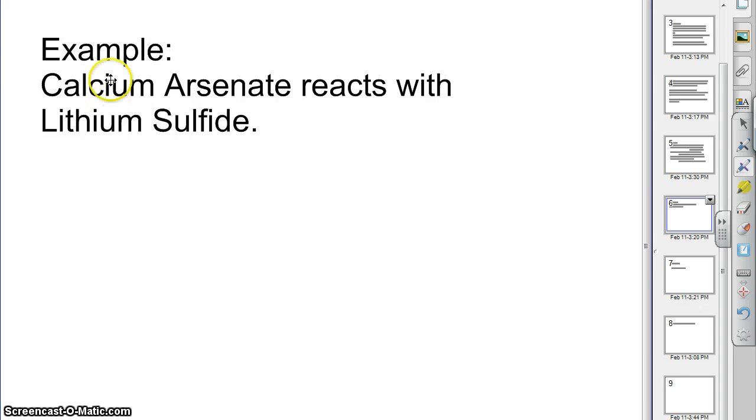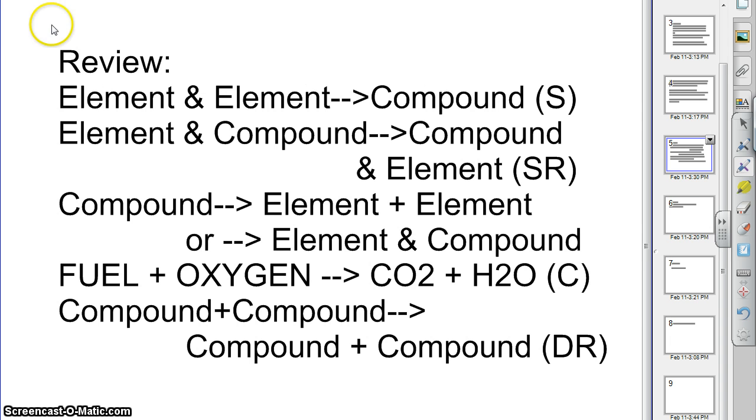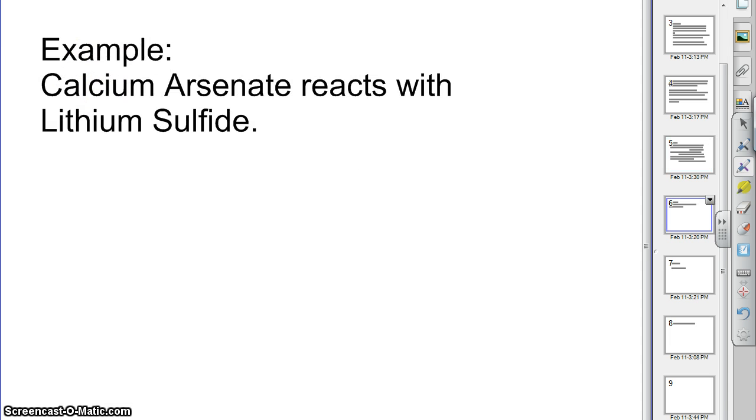In this example, calcium arsenate reacts with lithium sulfide. So what do we have? If we go back and look at our list, do we have an element and an element? Well, calcium arsenate is not just an element, that's a compound. So we have a compound here, and lithium sulfide is another compound. So we have a compound and a compound.